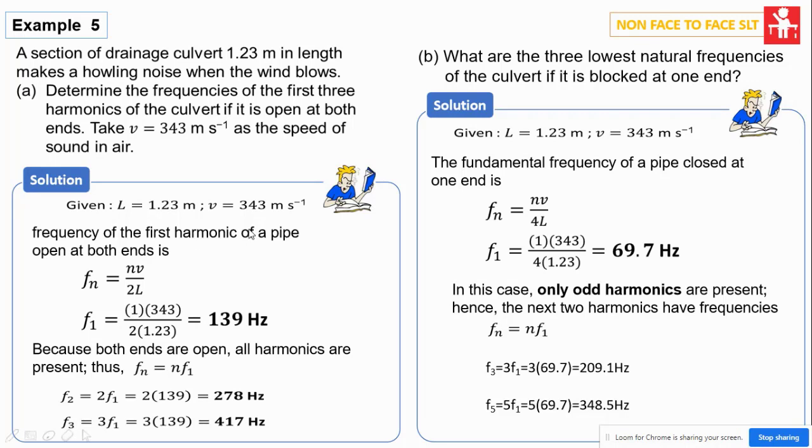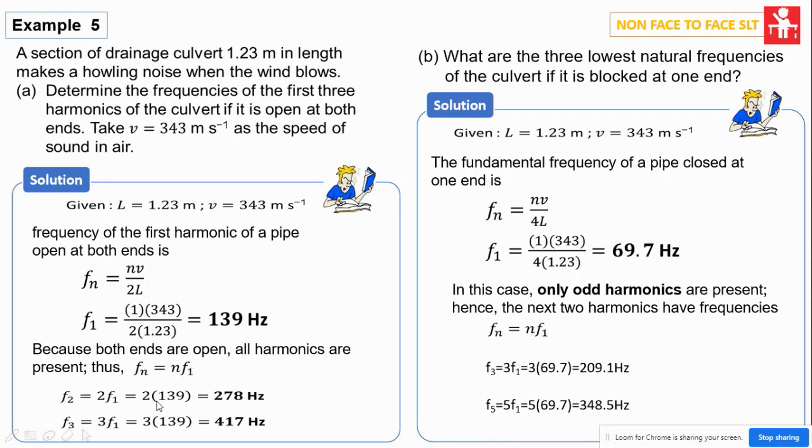So the frequency of the harmonic of the pipe open at both ends is Fn equal to nv over 2L in general. So for the first harmonic, we have F1 equal to 1 times 343 over 2 times the value of length to get 139 Hz for the F1. Because both ends are open, all harmonics are present. So for the F2 and F3 value, we can simply link it to Fn equal to nF1.